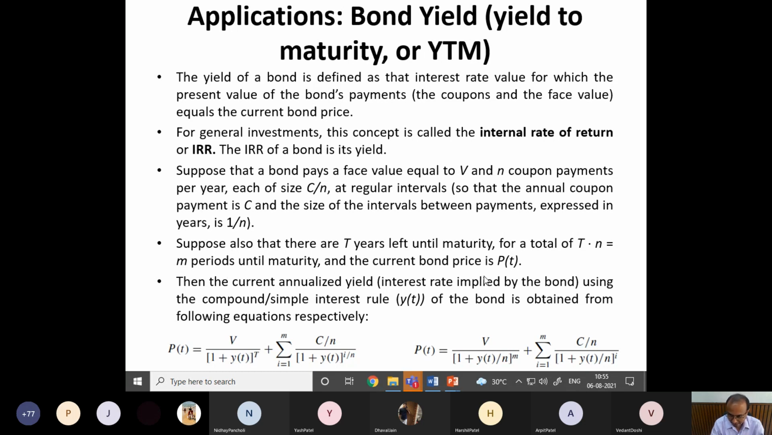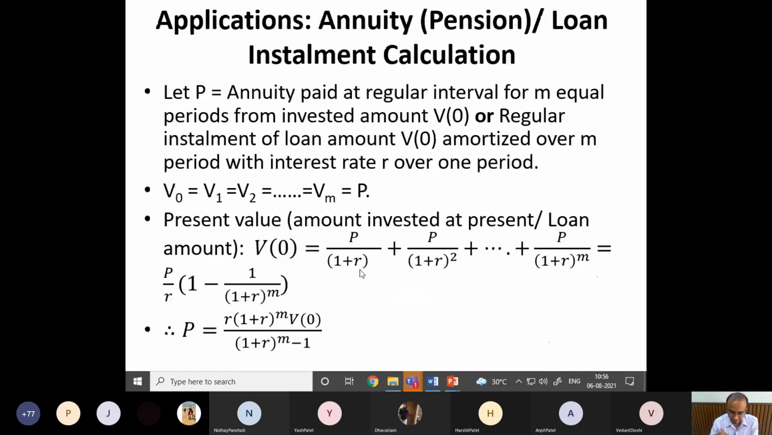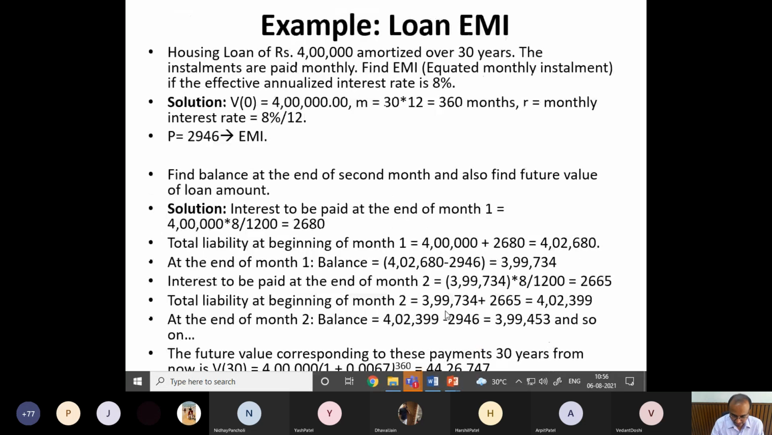My current bond price is PT, at which I am purchasing at this instant of time. Now I want to find how much yield, how much effective interest rate, or internal rate of return, I will get if I purchase the bond at this price. I know the maturity period and the coupons per year, and how much amount it will pay at regular intervals up to maturity. I want to find the yield, written as YT, using compound interest as well as simple interest calculation. Next time we will derive this formula using the same time value of money, and that is used to calculate the yield.